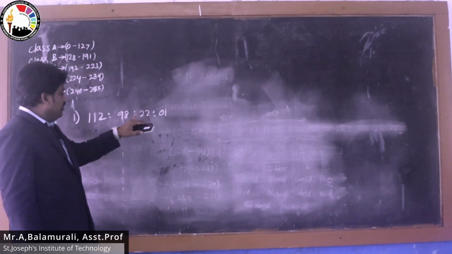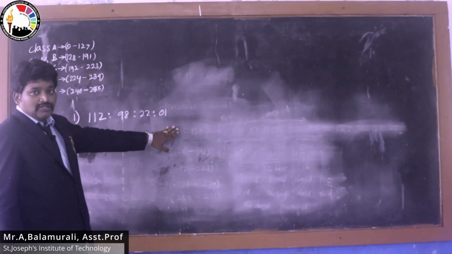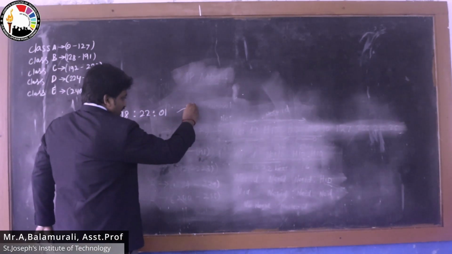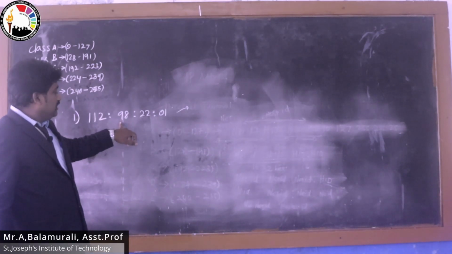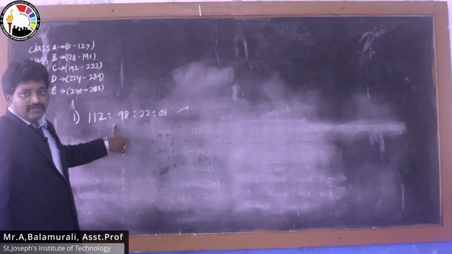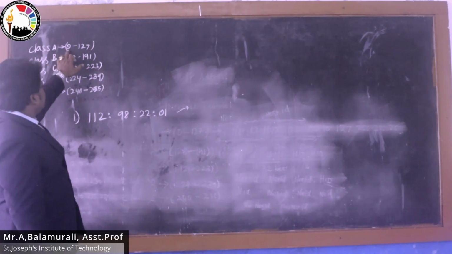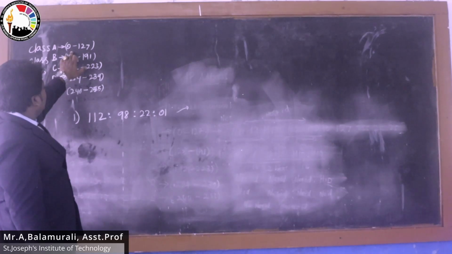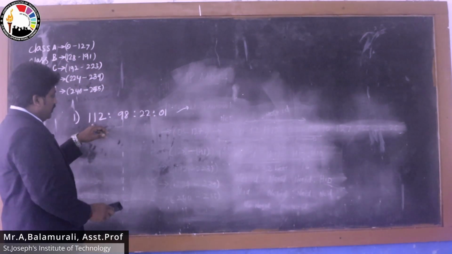So 112, 98, 22, 01. In the question itself they are mentioning that 4 partitions are there. 4 partitions means this is an IP address, and you first want to find the class range. In case they give a value more than 256, that one is a wrong IP address. So we already know the ranges. Each and every class range I wrote here. So here itself you will check, and after that you will write the class range.